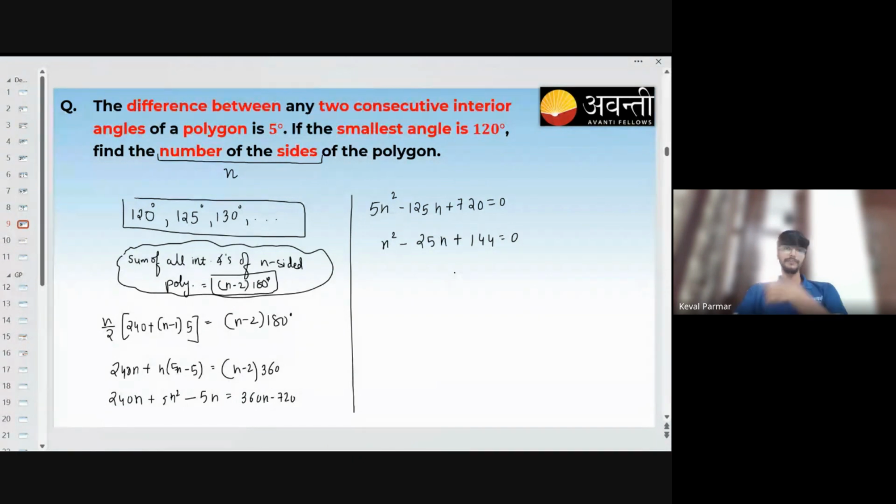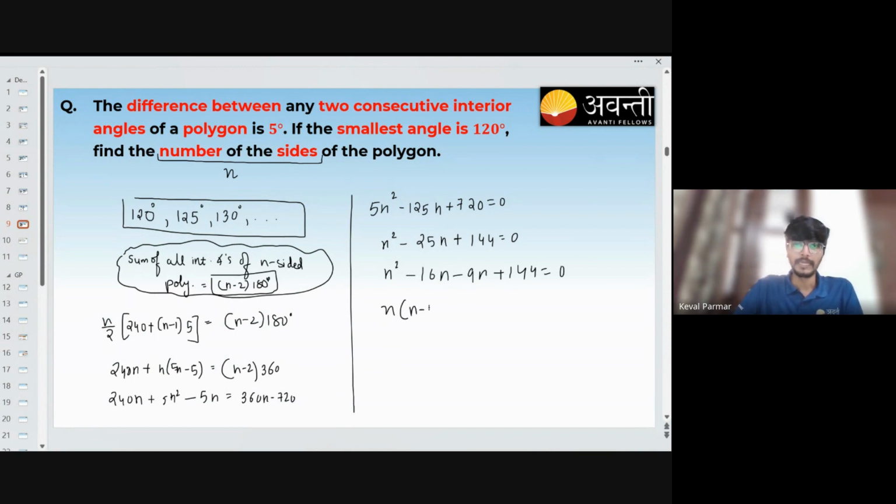What are the factors, guys? 69, right? I have already told you, how slow you are, very slow. So n square minus 69, minus 9n plus 144 equals 0. So what I'll get is n minus 16, minus 9. n minus 16 is equal to 0. That means (n minus 16)(n minus 9) equals 0.